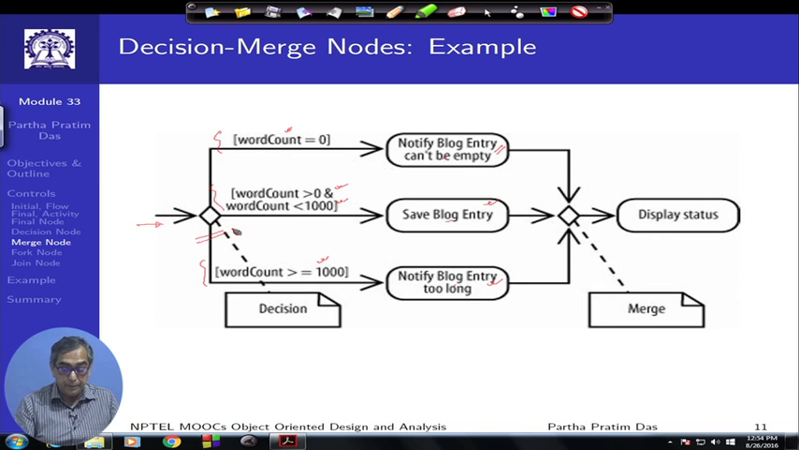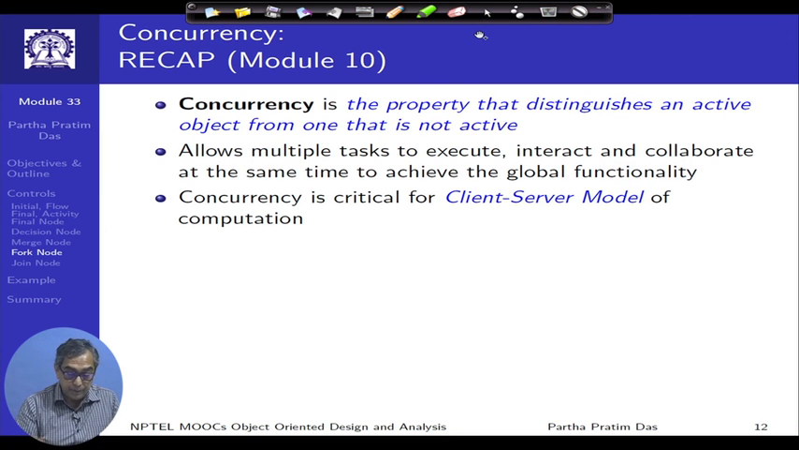So, these activities are all different, and based on these 3 conditions, a decision is made at this point. But whatever the decision is, you finally merge all the flows together and display the status. This activity is common irrespective of which path you have gone through, the typical flowchart logic. Concurrency, we have discussed that. Now we will discuss in depth the concurrency nodes.